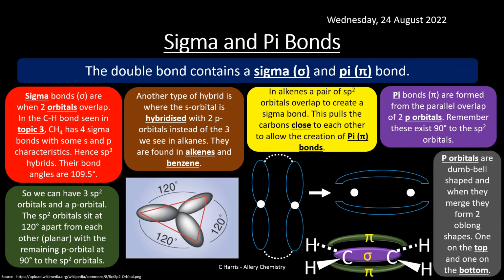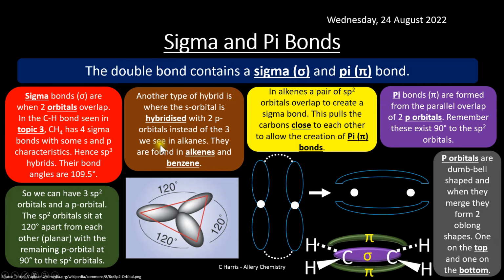So your p orbitals are dumbbell shaped, and when they merge, they form two oblong shapes. So you can see them there. So that's them kind of buttoned together, and then these two orbitals that were 90 degrees to that then merge to form the pi bond, as you can see there. So this is an example of a double bond, an alkene. Obviously, an alkane will just have the sigma bond in between the two.